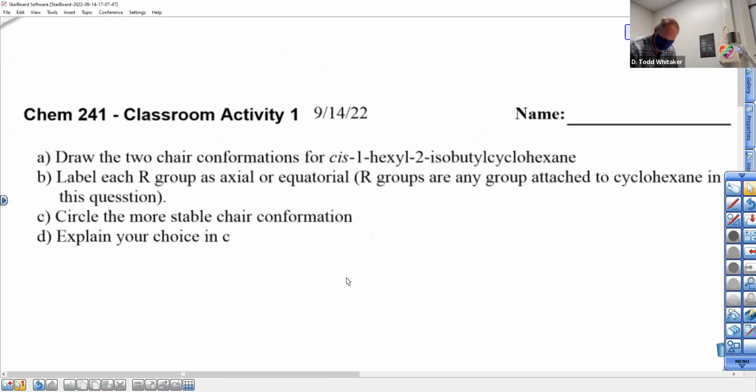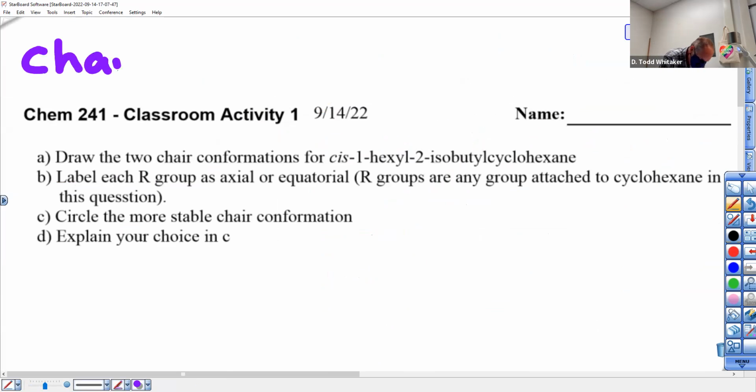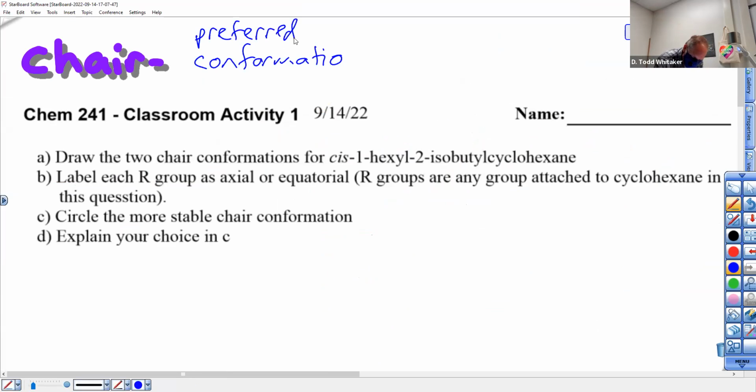Chair is the preferred conformation of cyclohexane. It's how a cyclohexane looks. Now, please watch all the lecture videos on chairs. There are many, and they have a step-by-step procedure on how to draw a chair. Please watch those before you review this.